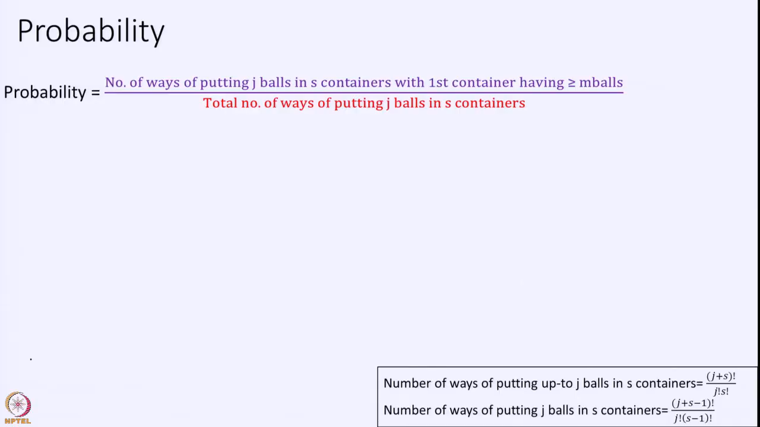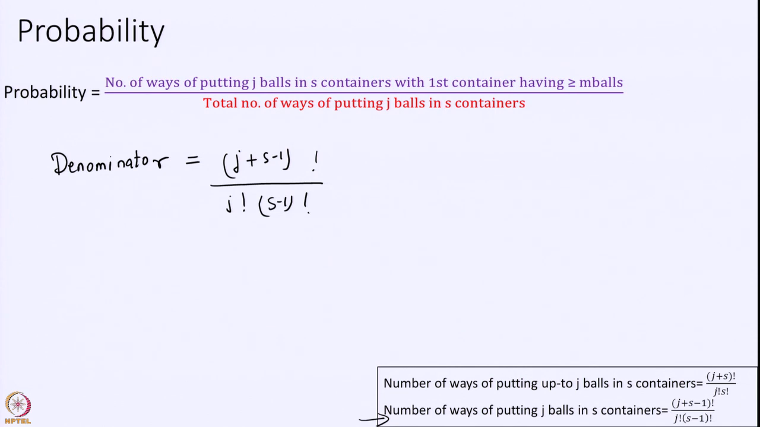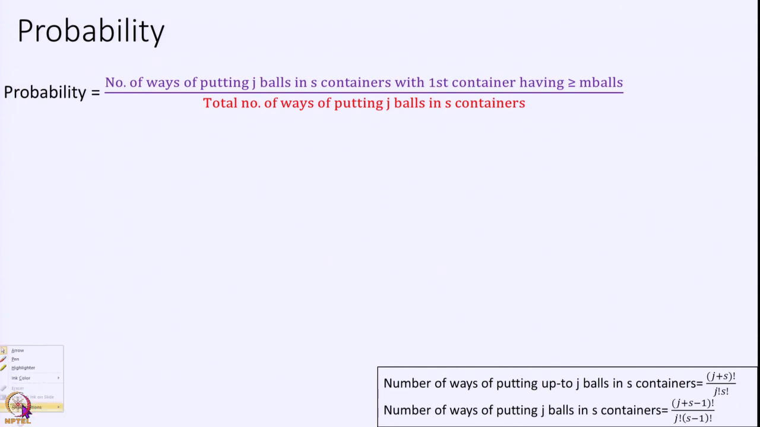So let us calculate the denominator and the numerator. The denominator is rather trivial, so let us calculate that first. We like doing easy things first. The denominator is simply the total number of ways of putting J identical balls in S distinct containers. We already calculated it last time. So this is simply equal to J plus S minus 1 factorial divided by J factorial times S minus 1 factorial. Good, done. The numerator is slightly tricky, so we will be careful.